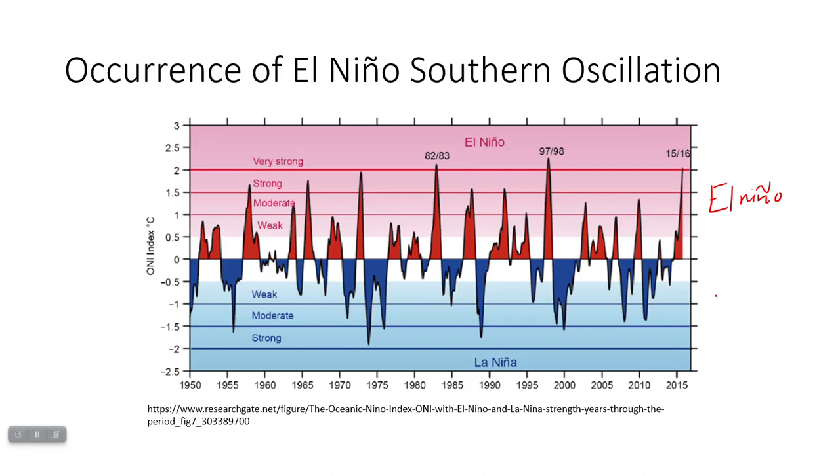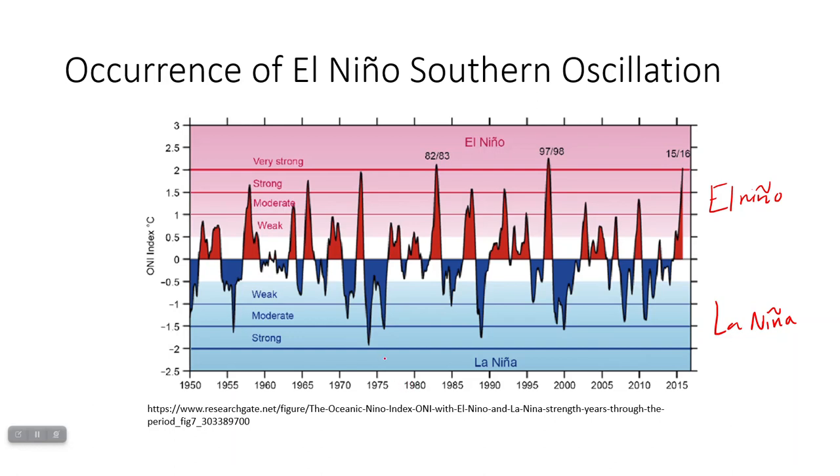And whenever it's below 0, that's going to be a La Nina year. We will talk in a great deal more detail about this in Unit 4, including some of the effects this has on global climate. But what you can see is there is not a very predictable pattern.